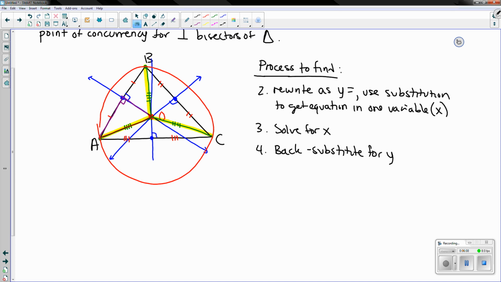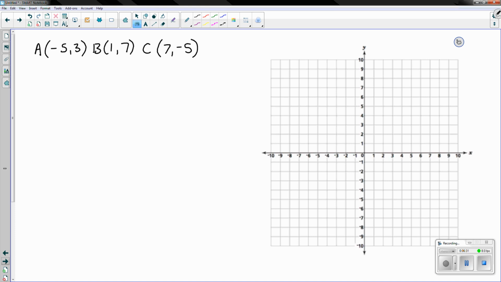And then once we get y, we have the x and y coordinate. We're just going to plot that point to check our answer. So it's going to be a rough check. So we're going to draw in that point and see if it truly does look like the perpendicular bisector point of concurrency. So let's jump into an example now where we have these 3 points, A, B, and C.